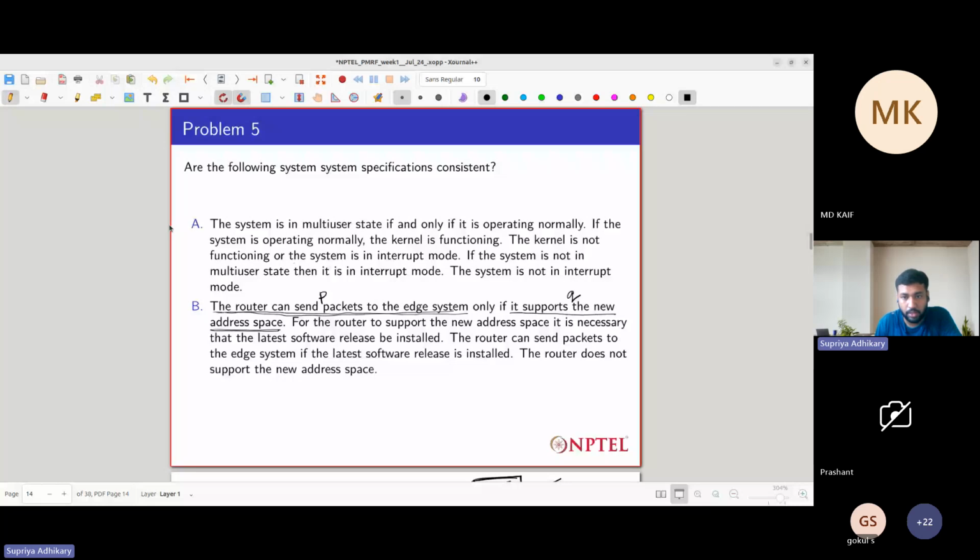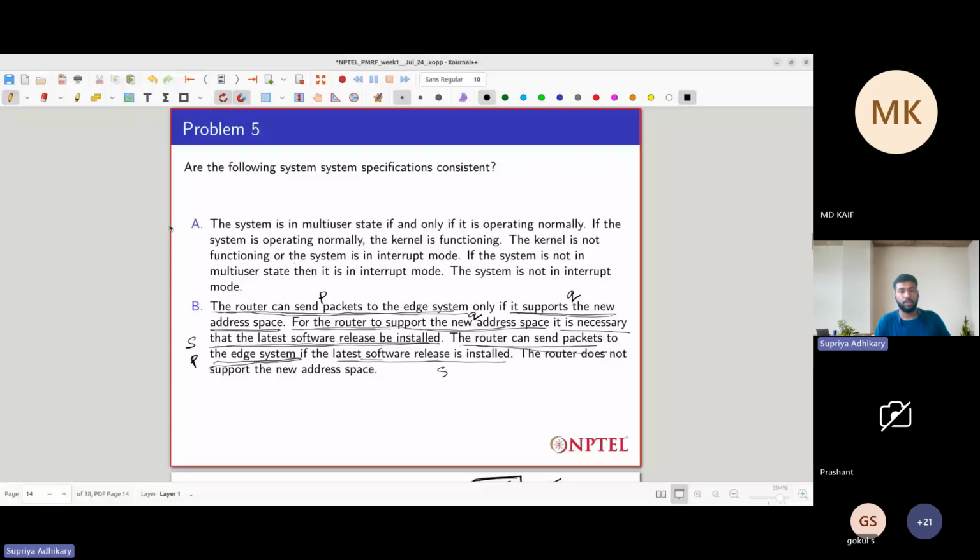For the router to support the new address space, which was already given in a proposition assigned to the propositional variable Q, so that is nothing but Q. It is necessary that the latest software releases be installed. So this is again a new proposition. We name it S. The router can send packets to the edge system, which was already assigned the propositional variable P. So this is again P, if latest software is installed. So that is S.